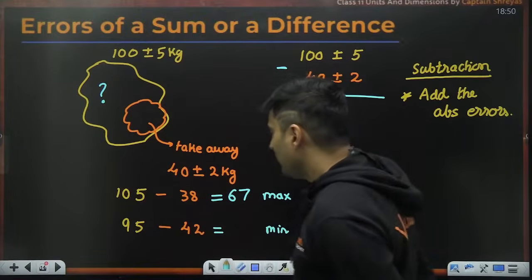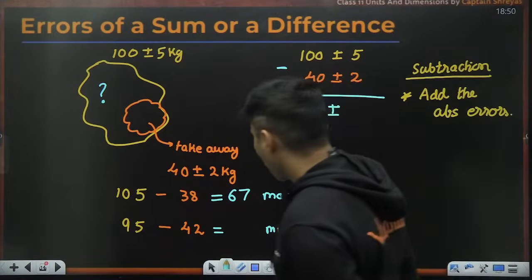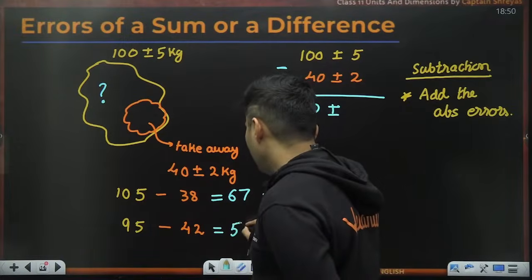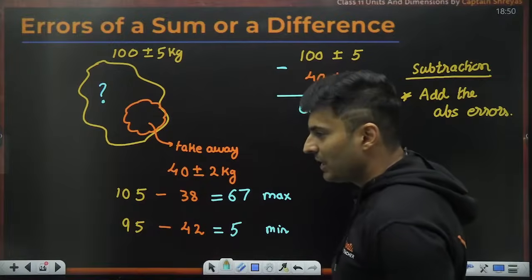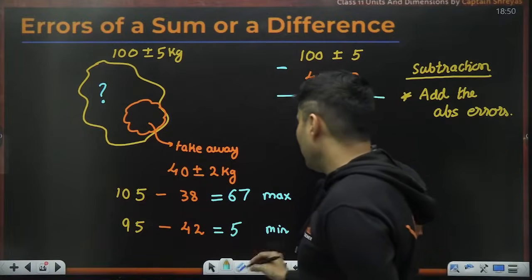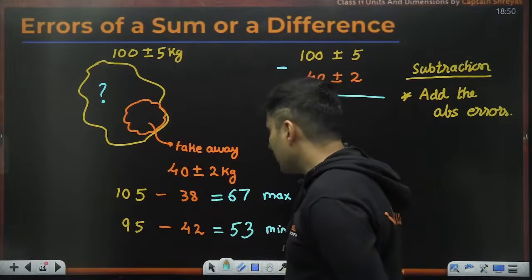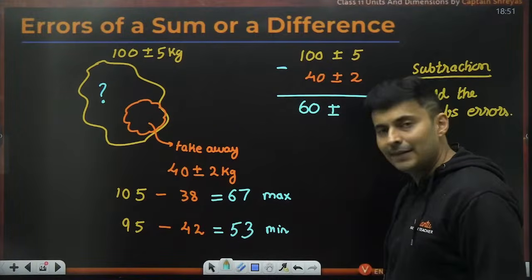And how much will this be? 95 minus 42. It will be 50. How much? Come on, my dear students. Quickly. Yeah, very good. It will be 53. Very good. Awesome. 53. So 67 and 53.